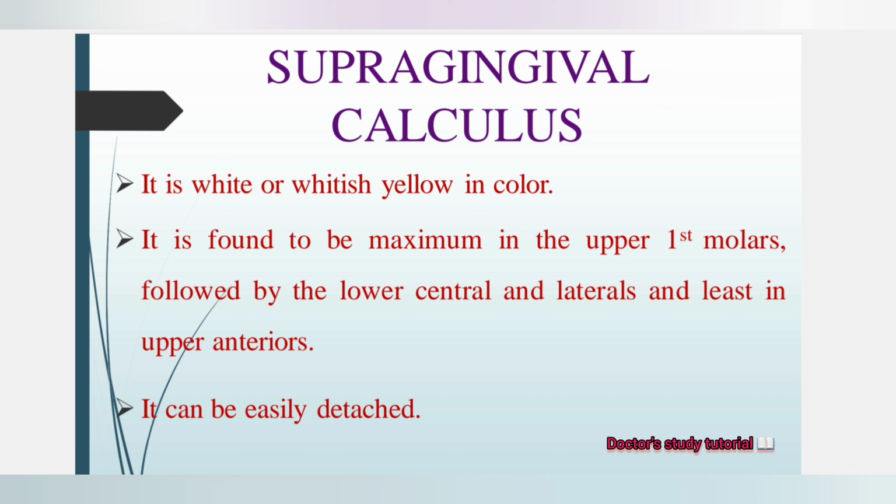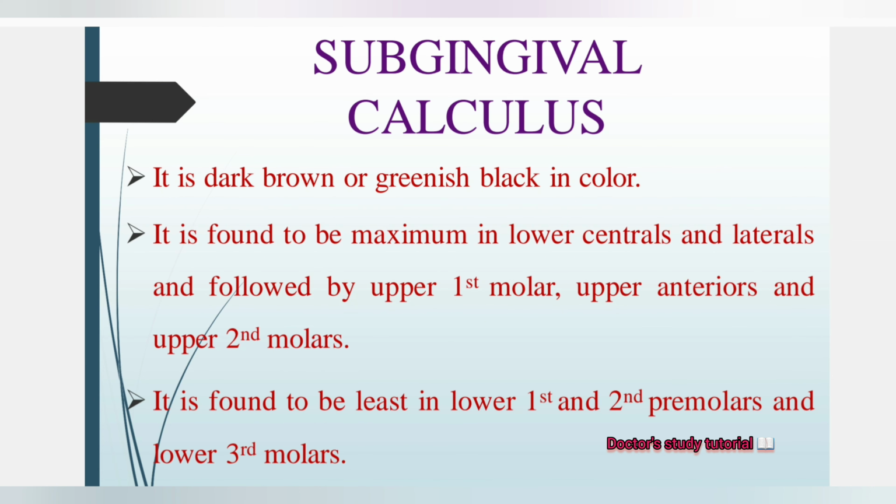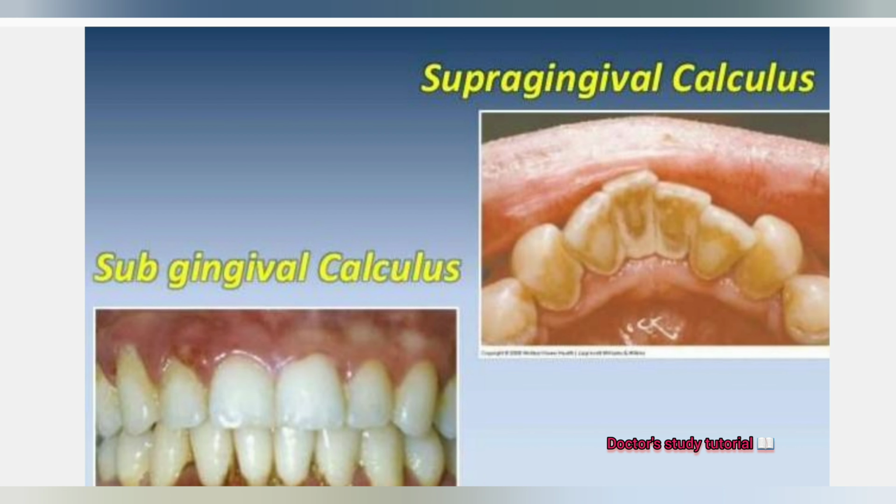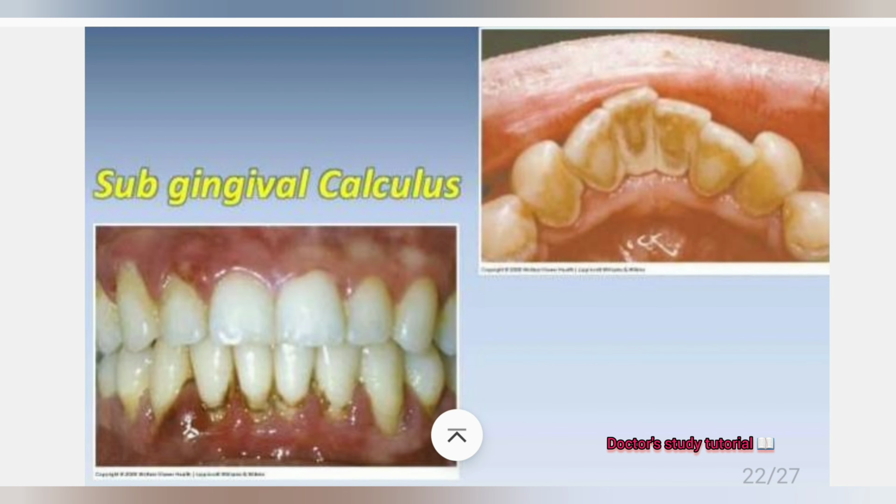In case of supragingival calculus, it is white or whitish yellow in color. It is found to be maximum in the upper first molar, followed by the lower central and lateral, and least in the upper anterior. It can be easily detached. In case of subgingival calculus, it is dark brown or greenish black in color. It is found to be maximum in the lower central and lateral, followed by the upper first molar, upper anterior and upper second molar. It is found to be least in lower first and second premolar and lower third molar. Here is the picture of supragingival calculus and subgingival calculus.